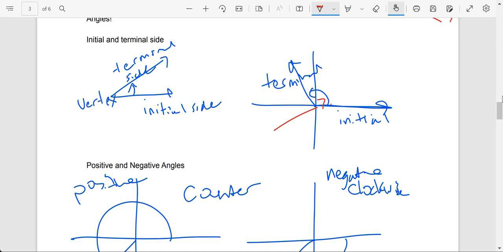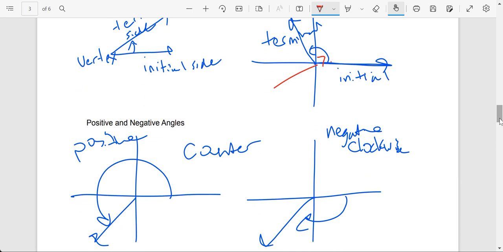The other thing, with positives and negatives: you go counterclockwise, it's positive. Going clockwise, it's going to be a negative angle. That's how it works. So positive angle on the left, negative angle on the right.